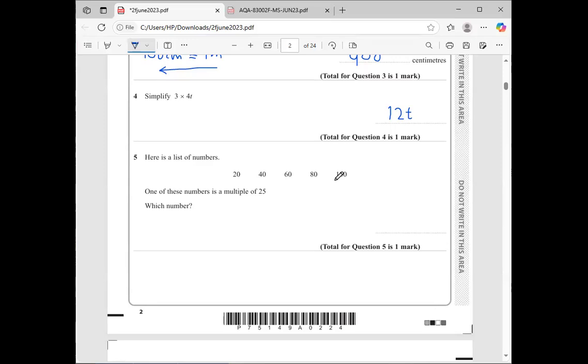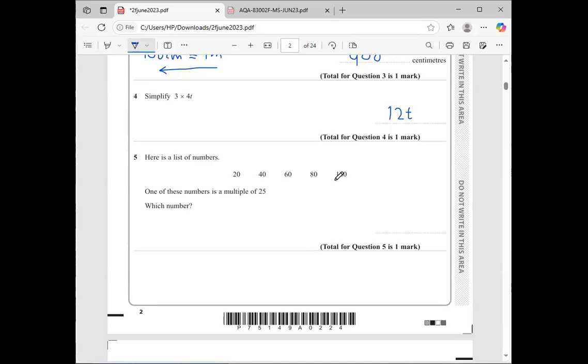Obviously, there's no way 20 can be the answer. Why? Because 20 is less than 25, and a multiple must be bigger than the number that it belongs to. So 20 is less than 25, so 20 is out of the picture.